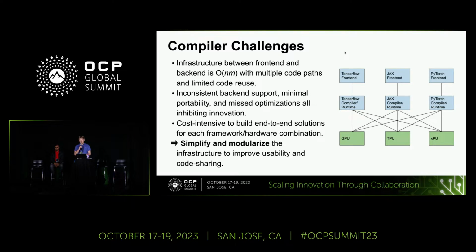And these all inhibit innovation because there's going to be plenty of edge cases where an awesome feature that's just been added to the front end is only supported on one or two backends, and then if your favorite backend doesn't have it, then you have to support that feature. It slows everything down. So this makes it cost-intensive to build these end-to-end solutions, and OpenXLA's goal is we want to simplify and modularize this process. So that should improve the usability and code sharing.